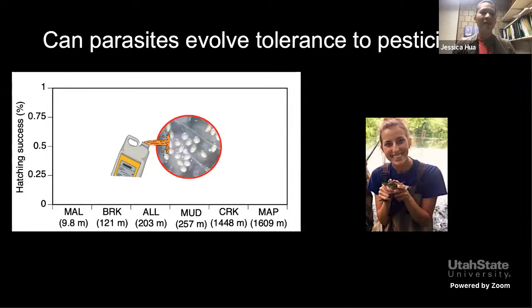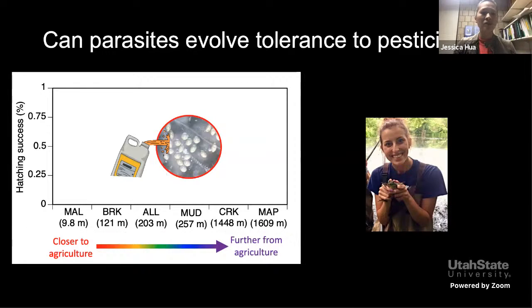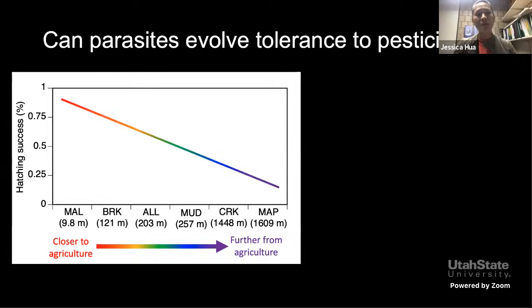In this figure on the x-axis, I've arranged the populations from close to agriculture to far from agriculture. We wanted to know if there was evidence that parasites might evolve tolerance to pesticides, and we're measuring hatching success here. We raise these parasites as eggs in the chemical. We use chlorpyrifos here, and we hypothesize that if there is evidence for evolved tolerance, those from populations that are closer to agriculture would have higher hatching success. They are more tolerant to the chemical.